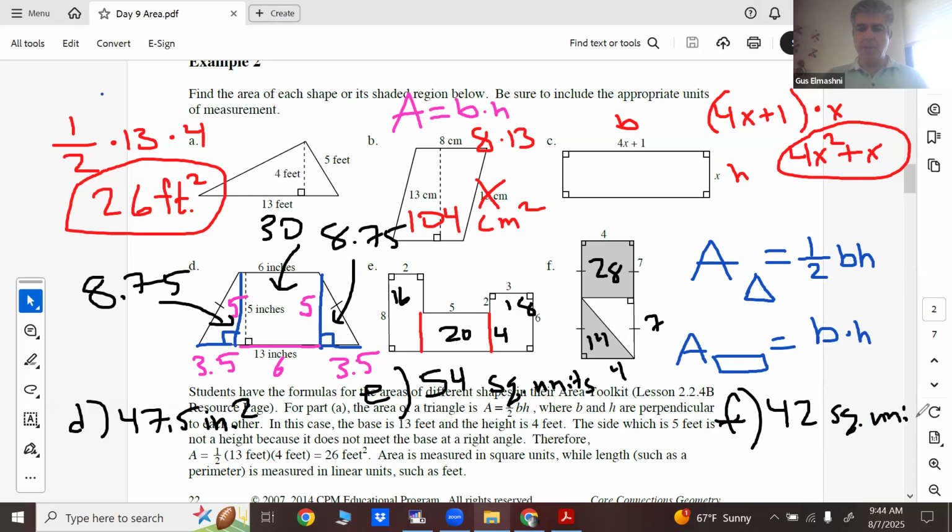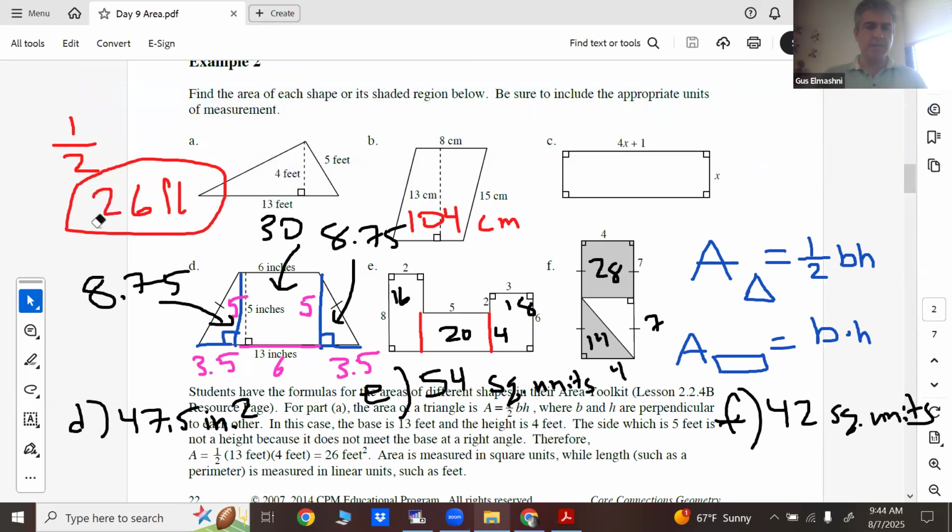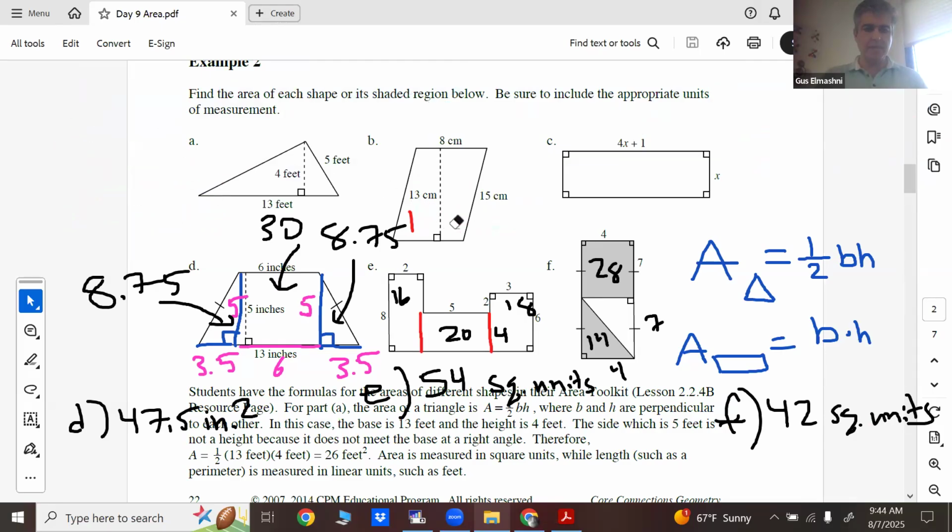Now, coming back to the trapezoid one more time. Gosh, I've really run out of space here. I'm going to erase some stuff from the top. Okay, for a trapezoid, you could also say this: 1/2, both bases added, times the height.